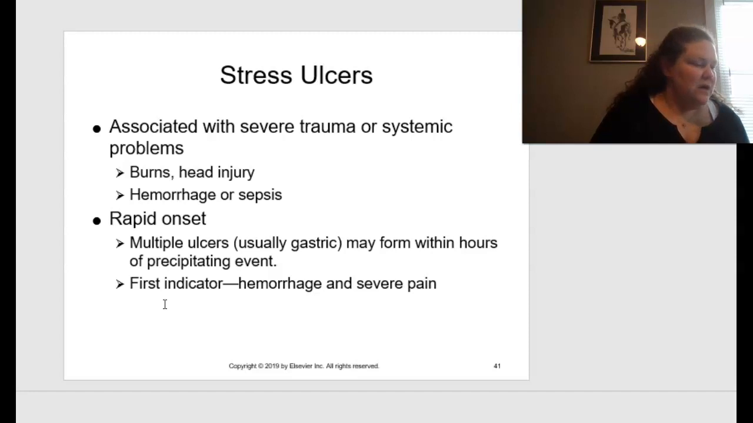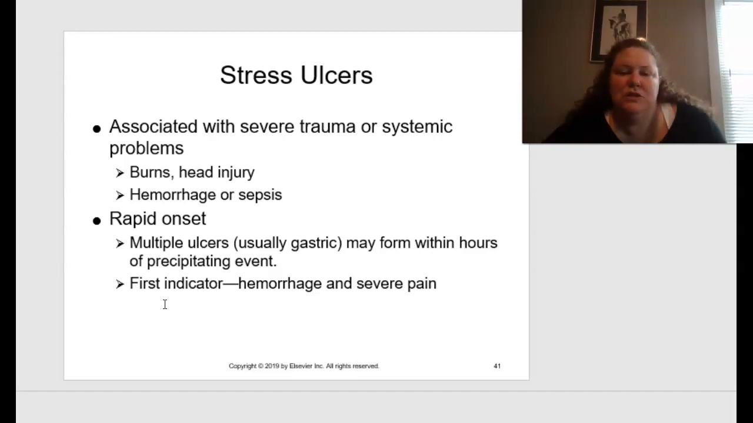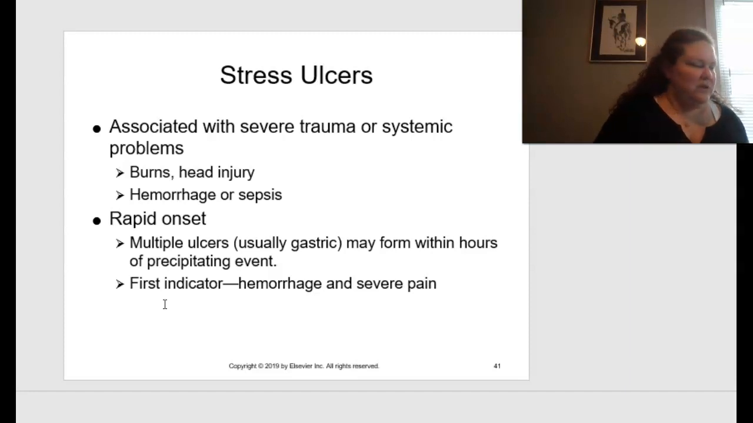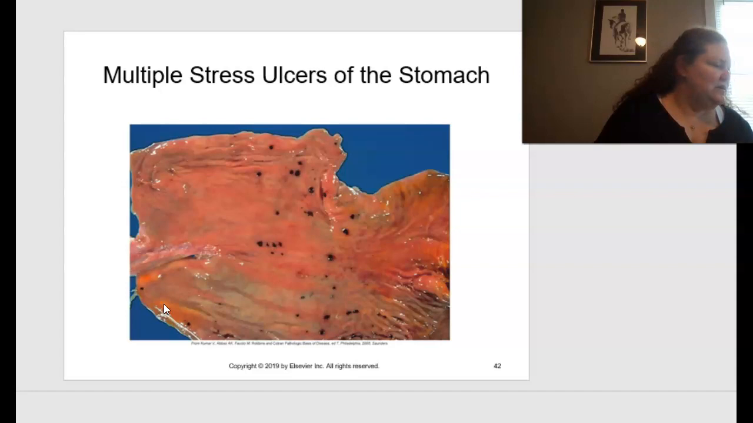So what about stress ulcers? Well, these are associated with severe trauma or systemic problems, including burns and head injuries. Also, this can be from hemorrhaging or sepsis, right? And it can have a rapid onset, and then you can also have multiple ulcers. These are usually gastric ulcers that may form within hours of the event that caused the onset. The first indicator, for instance, could be hemorrhage and severe pain. Right. So, yeah, peptic ulcers are on 451. Gastric cancer, dumping syndrome. Yeah.